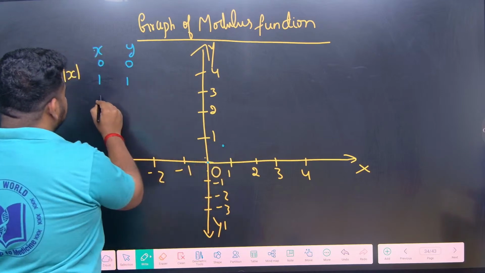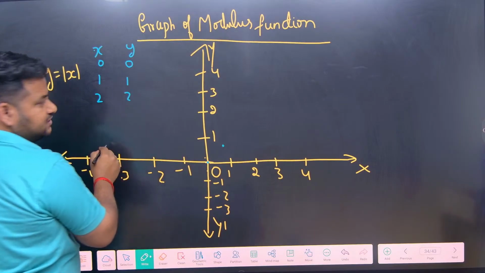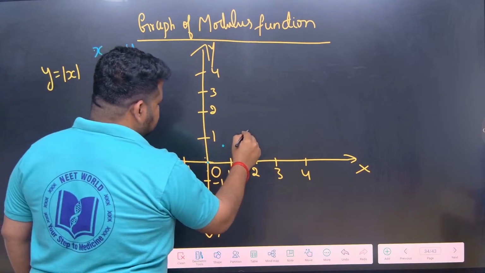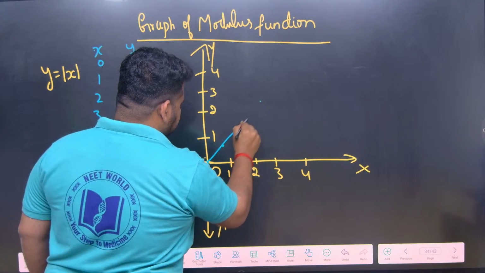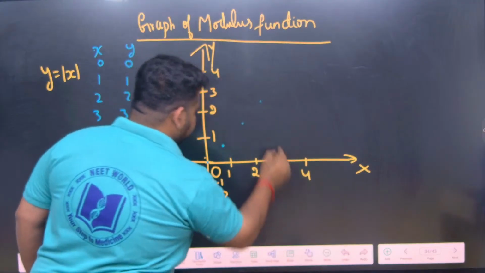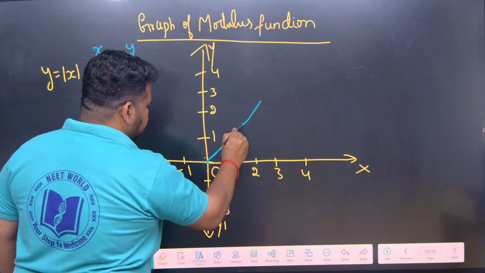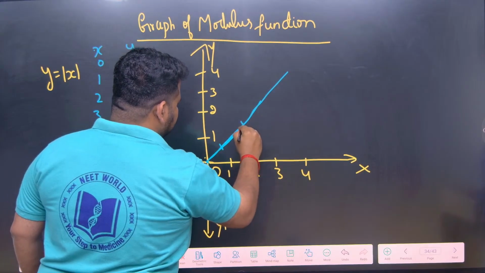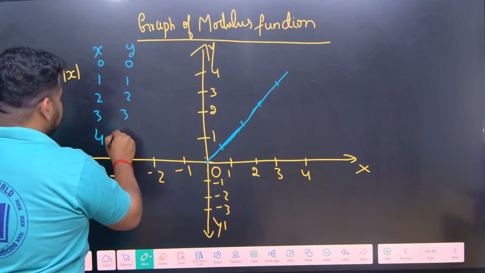If I put x is equal to 2, y will be 2 only. If I put x is equal to 3, y will be 3 only. So this is the point I will get, and this is one more point. Like this I will get a straight line here. That is 1 comma 1, 2 comma 2, 3 comma 3, 4 comma 4. That is, if I put x is equal to 4, I will get plus 4 only.